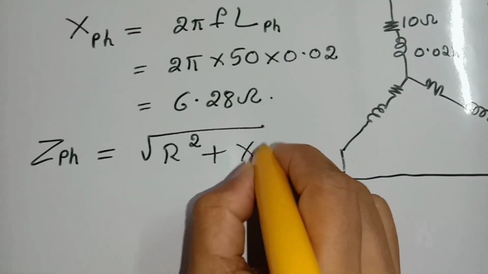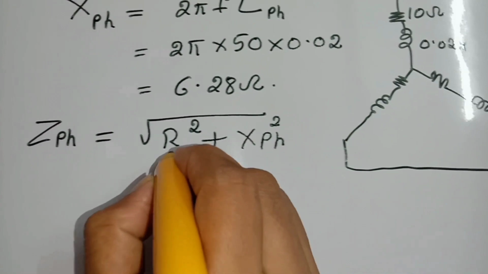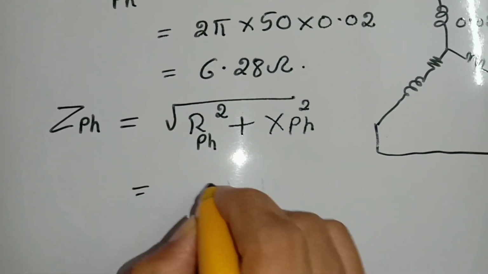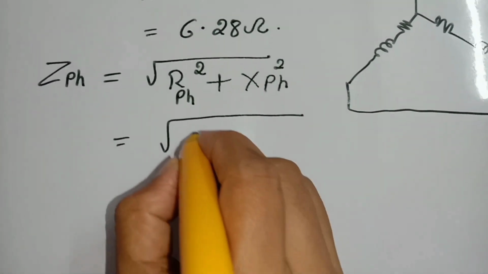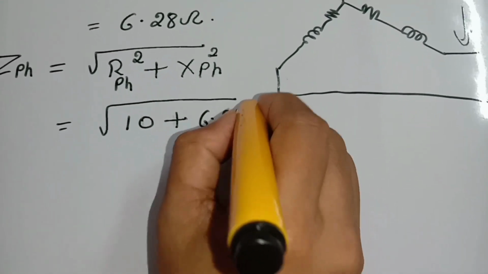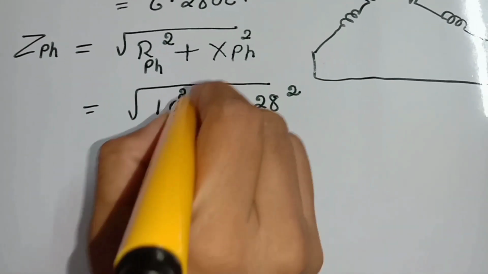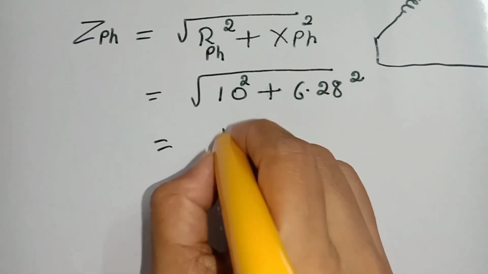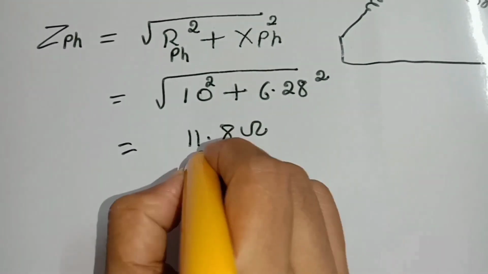Now once these things are known, we can go for ZPH, which is equal to root of R square plus XPH square. You can write RPH. So now we substitute the value of R, which is 10 ohm, XPH 6.28, square, sorry, here square. In simplify, you'll get 11.8 ohm.